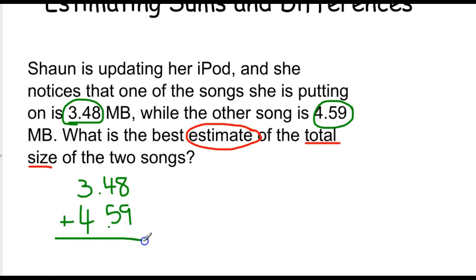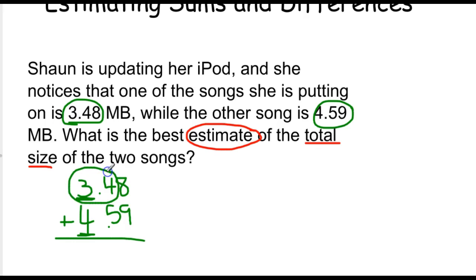Okay. When I'm looking for an estimate, I'm going to go ahead and round these two numbers. So if we look at this number, I'm rounding to the nearest whole number, I should say. That's something I forgot to say. You're rounding to the nearest whole number if you're estimating. So I'm underlining the two numbers that I'm rounding. When I'm rounding to the nearest whole number, what's the nearest whole number?